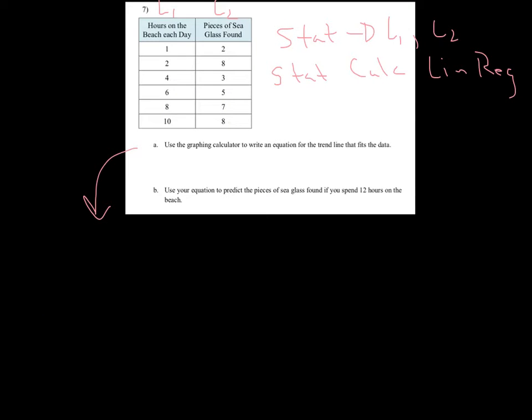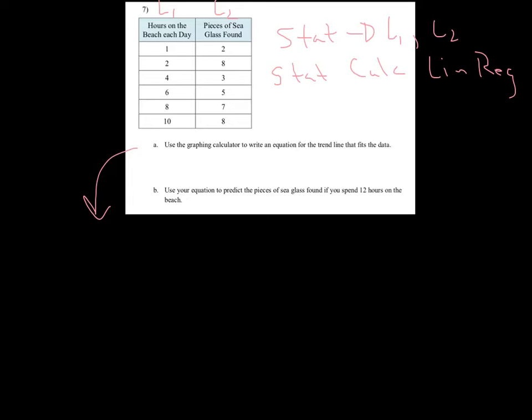Check with your Algebra 1 teacher to see if you're being held accountable for this problem. This particular problem is exclusively done using the graphing calculator. And the first thing you're going to want to do is go to L1 and L2 and put your data into your calculators. The reason I put L1 here is hours spent on the beach; hours or time is usually an independent variable, so that'll be our X list. And therefore the number of pieces of glass found will be a function of X.